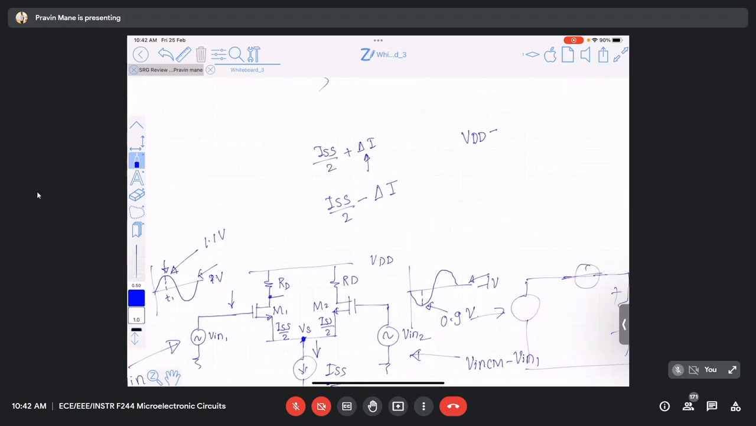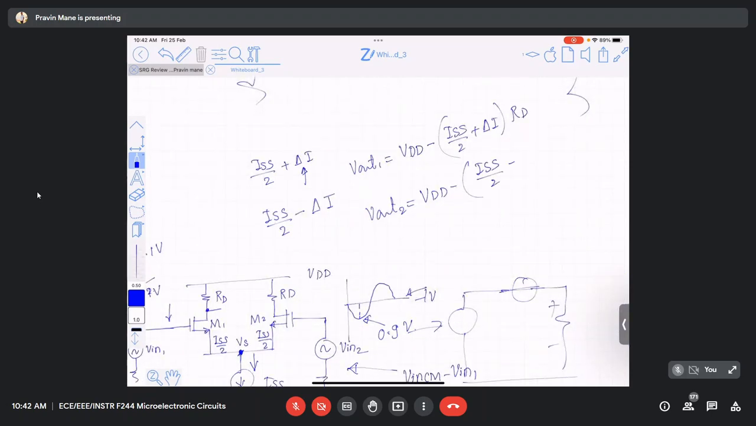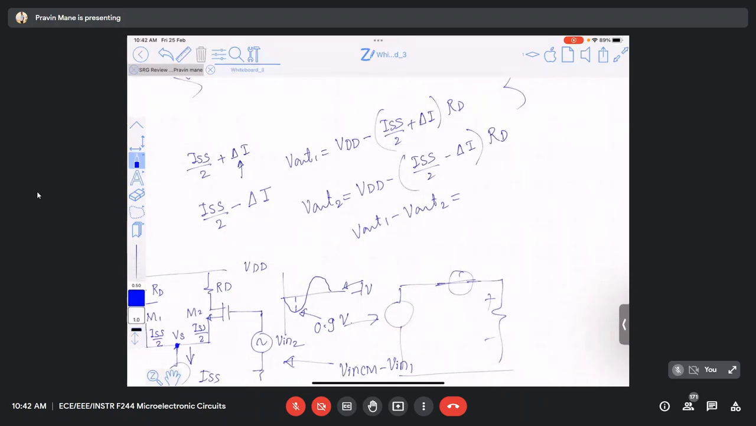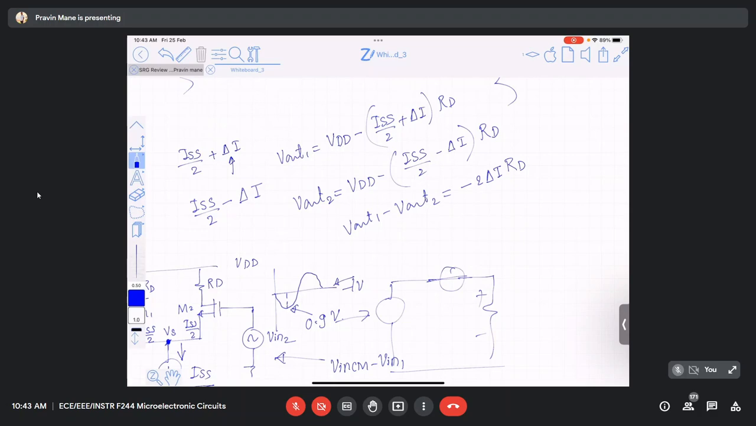Now, when this happens, can you tell me what will be the voltage here? VDD minus ISS by 2 plus delta I into RD. This is V out 1. And what is V out 2? VDD minus ISS by 2 minus delta I into RD. Agree? How do we measure the output voltage? V out 1 minus V out 2. Can you tell me what will be this value? 2 delta I RD, plus or minus? Minus. Right? Minus 2 delta I RD.